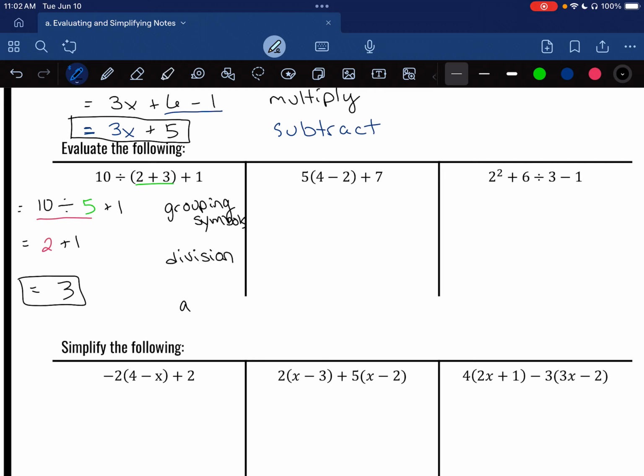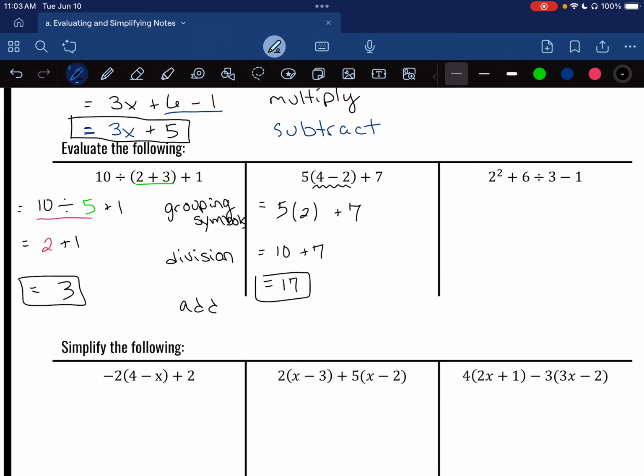All right, next, there's a couple of ways that we can approach this. Technically, it might be your first instinct to distribute that 5, but since there's no variables in here, we can actually carry out that subtraction within the grouping symbols first. So this will look like 5 times 2 plus 7. Now I need to multiply 5 times 2, so we'll get 10 plus 7. And then the last step in the order of operations is that we'll add those together to get 17.